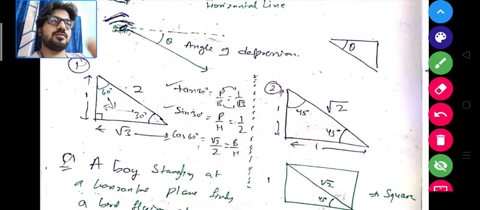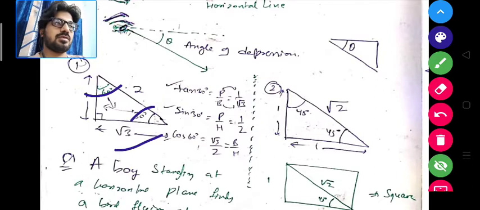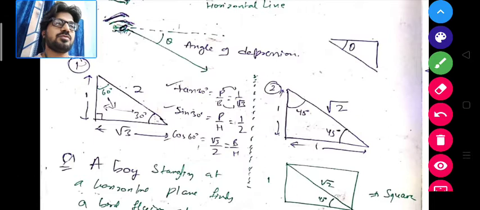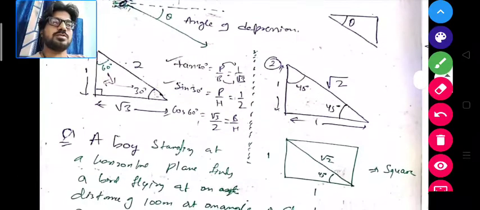The ratios are for the 30 degree angle, 45 degree angle and 60 degree angle. So when you have a 30-degree angle, you will have the value opposite to 30 degree as 1.